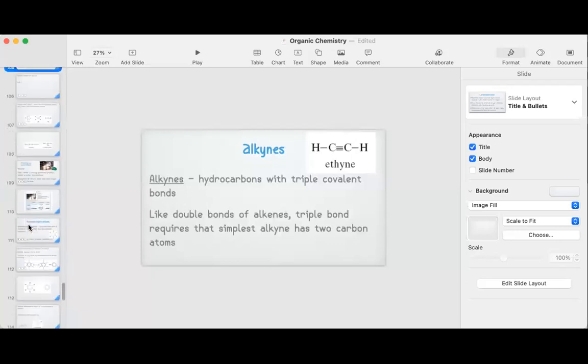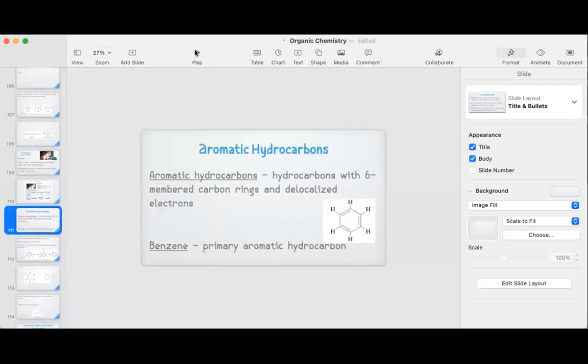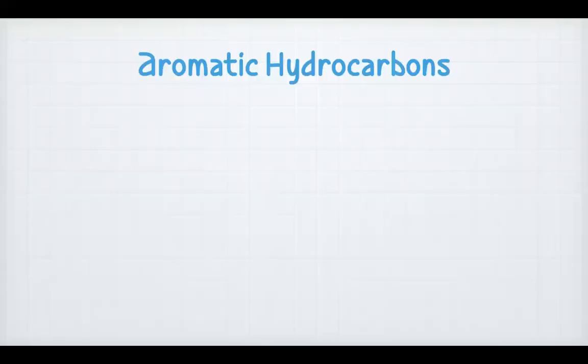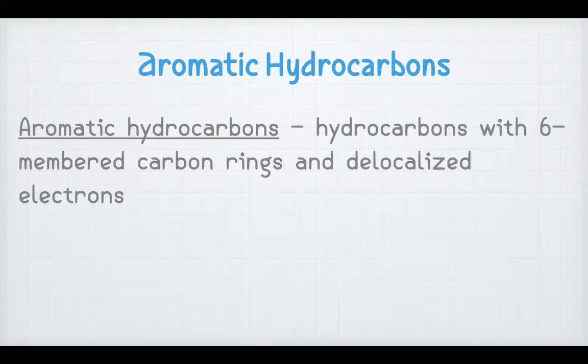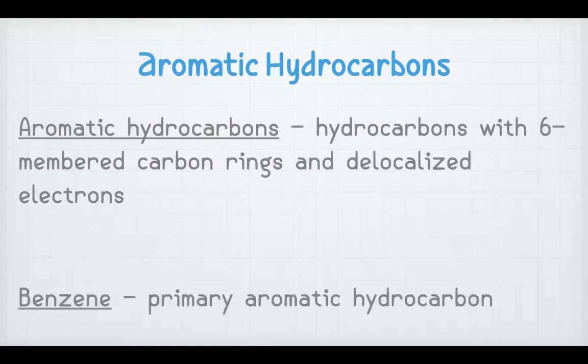Actually, before I go to alkynes, I want to do aromatic hydrocarbons because they are cyclic alkenes. Okay. The aromatic hydrocarbons. Basically, this is benzene. Benzene is the primary aromatic hydrocarbon. Why it's called aromatic, I'm assuming because they have a smell, because that's what aromatic means. I'm not really sure, but here's what it looks like.